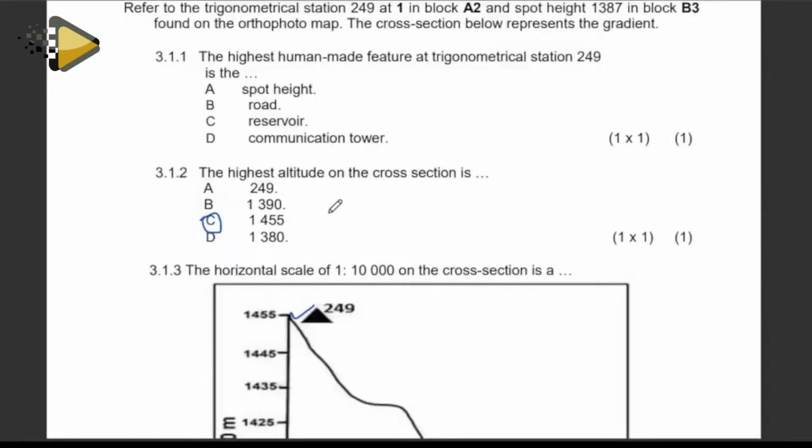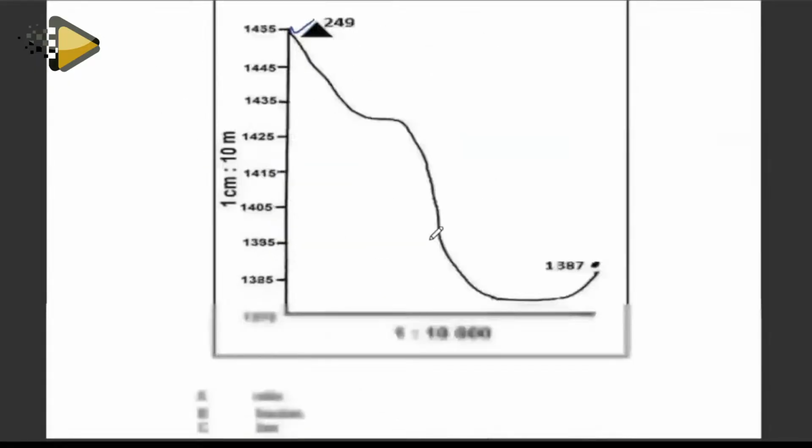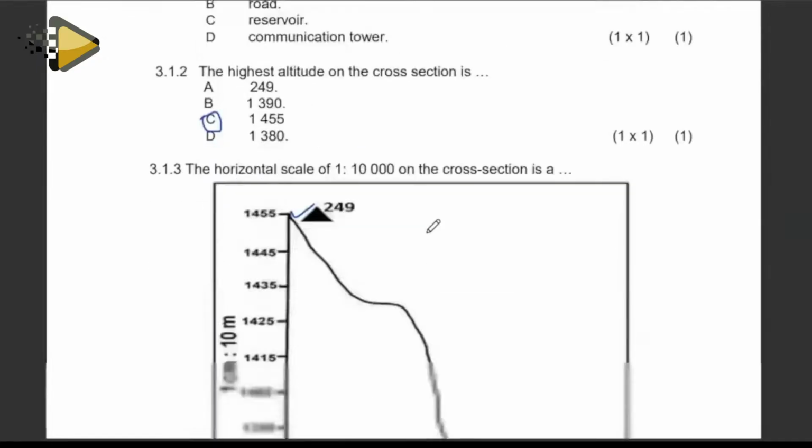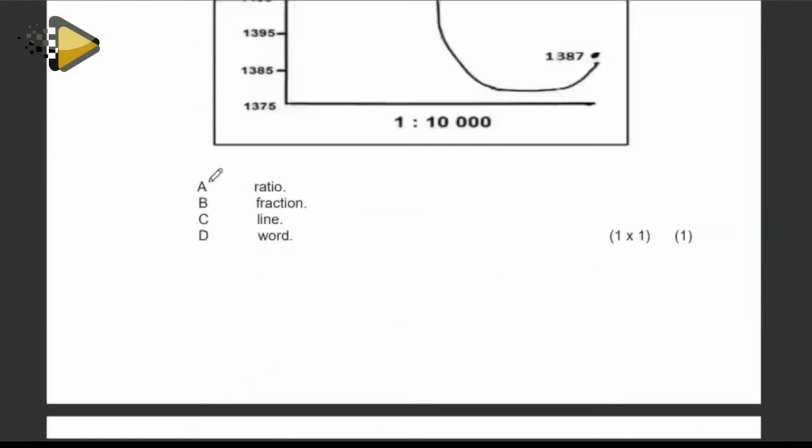Right, the horizontal scale of 1 is to 10,000 on the cross section is A. What kind of a scale is it? 1 is to 10,000. That is a ratio. It is given as a ratio. A fraction scale would be 1 over 10,000. That is a fraction.